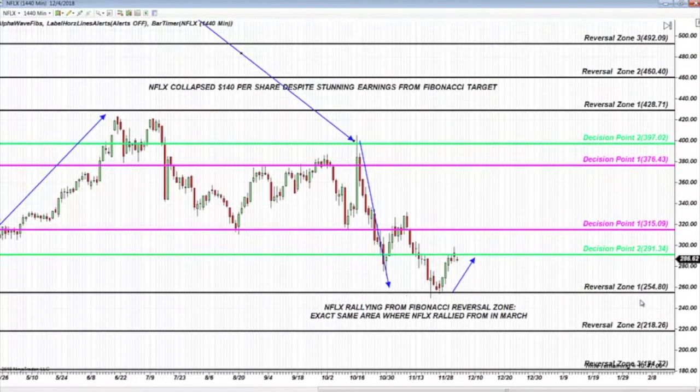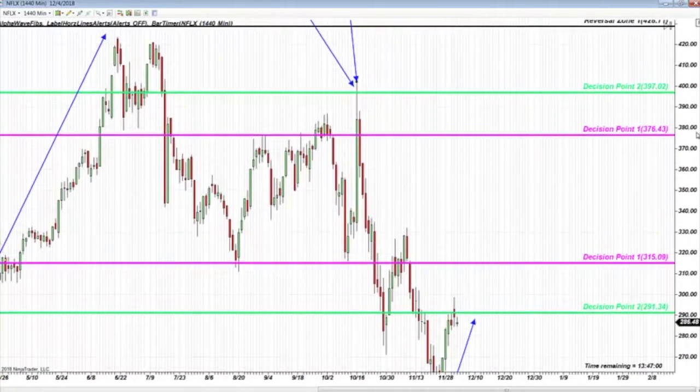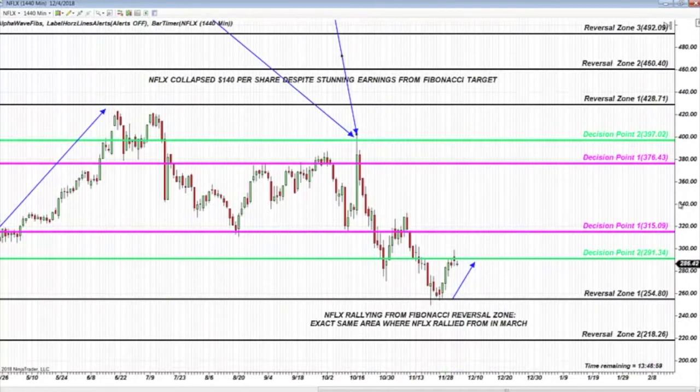Why? Netflix came out with stunning, flawless earnings, adding 7 million subscribers in Europe. Did that mean anything? Of course, it did not. What meant everything is Fibonacci.